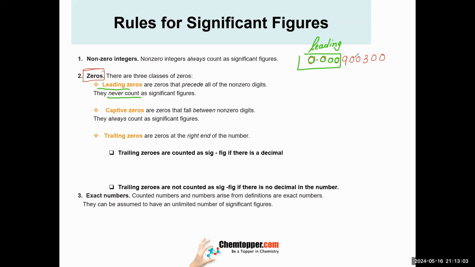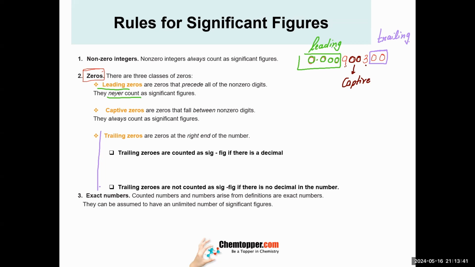Okay, now let's see the second type of zeros. This one. These zeros are between non-zero digits. These are called captive zeros, and they are always counted. Now, these zeros in the end are called trailing zeros. But trailing zeros have two scenarios, which I'm going to discuss here.